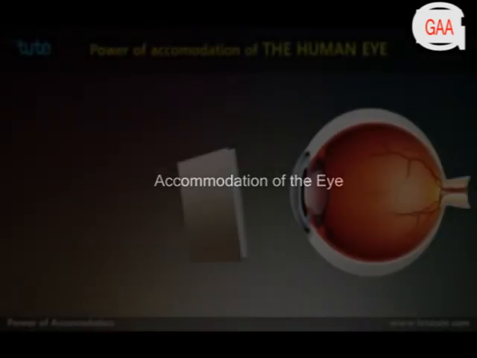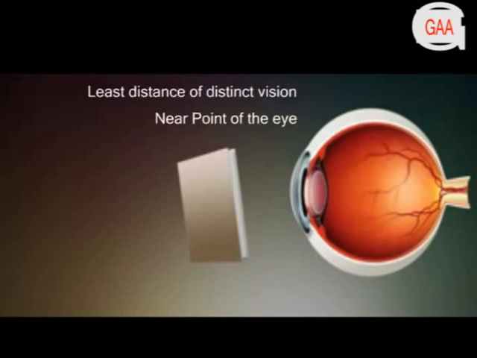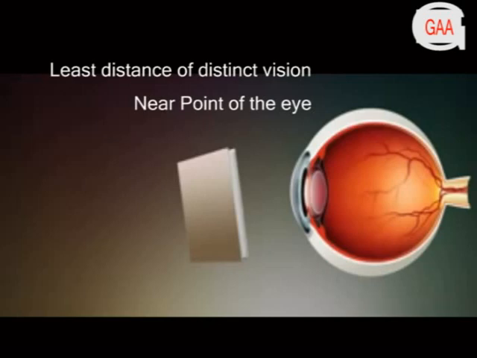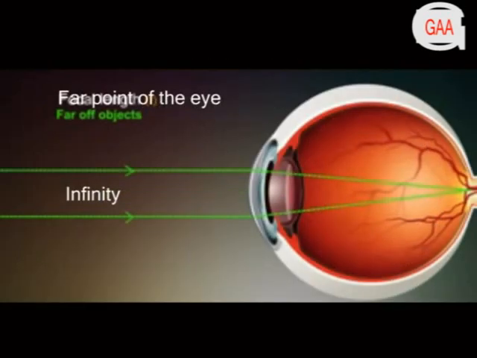Next is accommodation of the eye, and this is the adjustment of the eye structures to bring an image from a near or far object into sharp focus on the retina. The minimum distance at which the object can be seen most distinctly without strain is called the least distance of distinct vision or near point of the eye. In a normal adult eye, this is around 25 centimeters. The farthest point up to which an eye can see objects clearly is called the far point of the eye, and it's infinity for a normal eye.